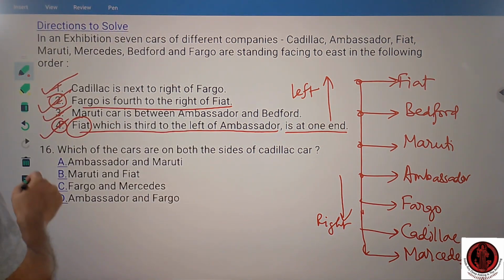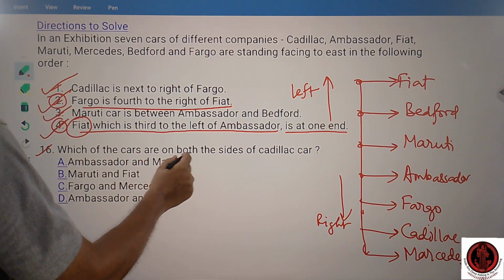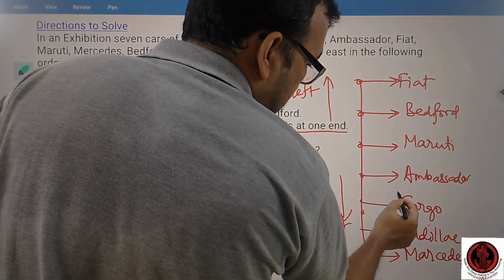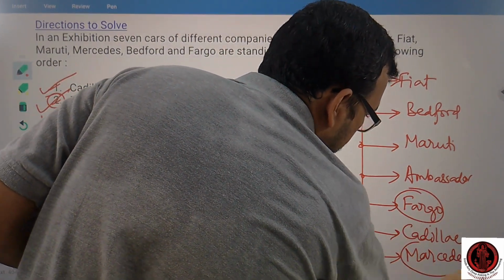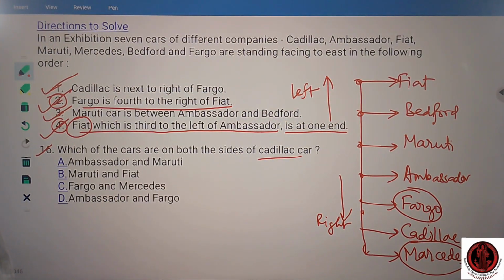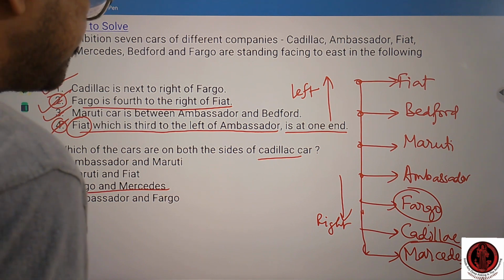Now based on this one, first question number 16. Which of the cars are on both sides of Cadillac? Both sides of Cadillac means Fargo and Mercedes. So the answer is option C, Fargo and Mercedes. Okay.